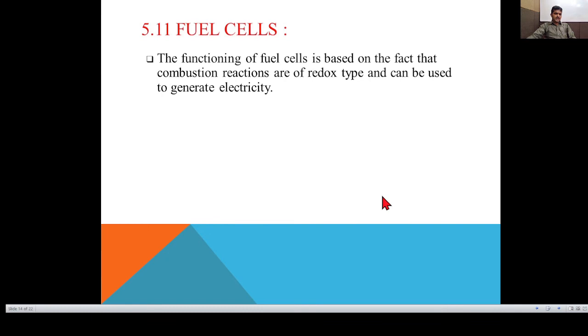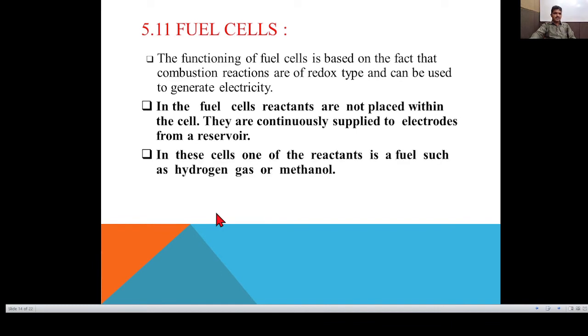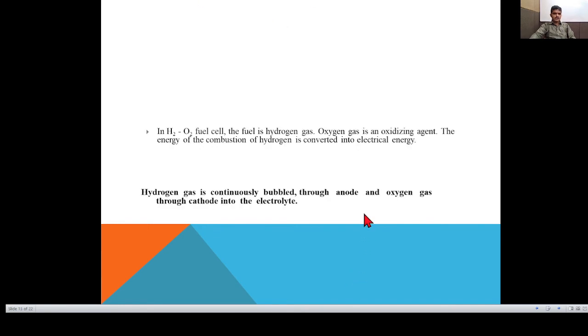Now what is the fuel cell? The functioning of the fuel cell is based on the fact that combustion reactions are of the redox type and can be used to generate electricity. The fuel cell reactants are not placed within the cell. They are continuously supplied to the electrodes from reservoirs. Such a cell does not discharge. In this cell, one of the reactants is a fuel, such as hydrogen gas or methanol. The other reactant, such as oxygen, is the oxidant.